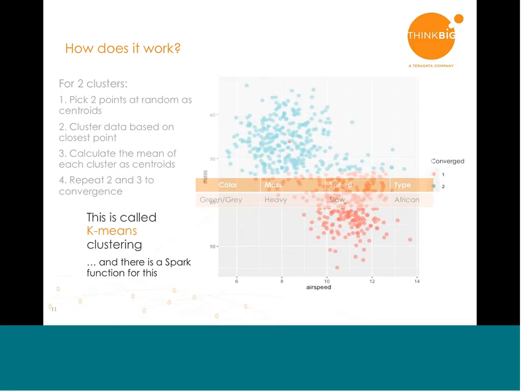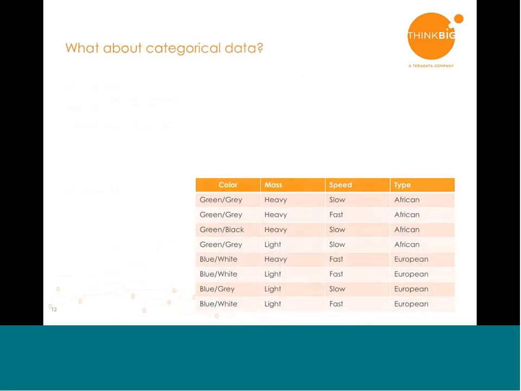categorical data. Categorical data is data that can't be described as a number. Here I've given some examples of transforming these continuous variables of mass and speed into categorical variables, such as heavy and light and slow and fast. But I've added another example of something that's not so easy to understand in numerical terms, which is color. So green-gray or green-black. I don't know how to assign a number to that, and so it's really difficult to do anything like k-means. What we do instead is we use modes.